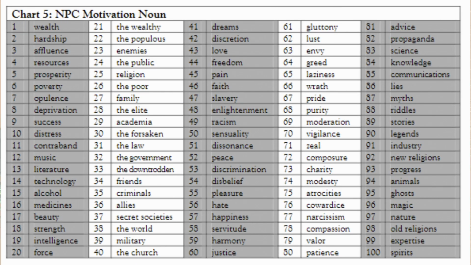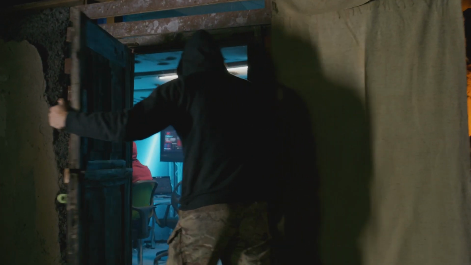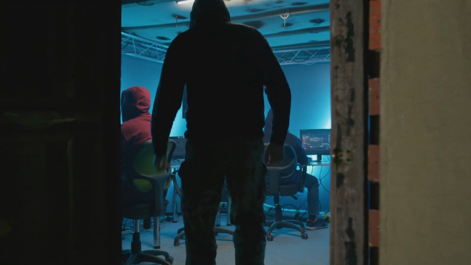The next table is the noun table. I got 22, which is the populace. So together, he wants to detect the populace. Now this phrase sounds really weird, so it's important when you're using emulators like this to just go with your gut. My gut tells me that detect the populace means that, as a soldier, he was responsible for looking at people and trying to find insurgents or dissidents or rebels. And so we now have an interesting story there.